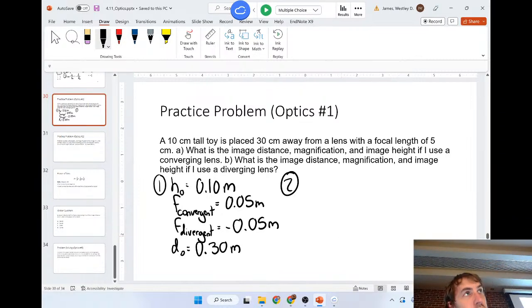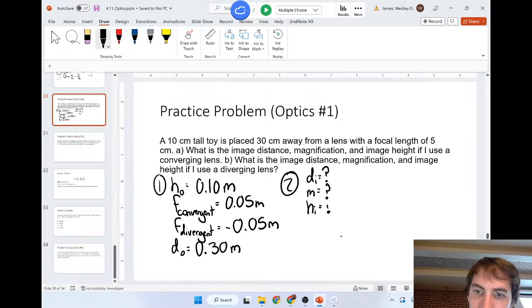Now we will solve for all the things. We need to find image distance, di. We need to find magnification, m. We need to find image height, hi. So this problem is really good because it covers the gamut of things I could ask you. It asks for all the things for a convergent lens. It asks for all the things for a divergent lens. I would not ask you a problem that has 6 possible answers. But this problem has a bunch of things because it lets you practice finding all the different variables.